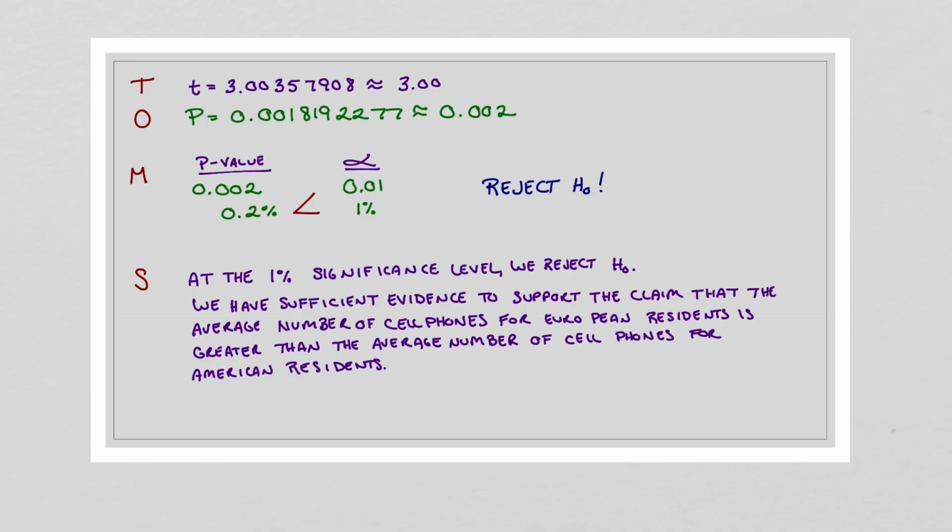Now comparing your p-value to your level of significance, or your alpha, we can see that the p-value is less than 1%, so therefore we will reject our null hypothesis. So this leads us to the following statement. At the 1% significance level, we reject the null. We have sufficient evidence to support the claim that the average number of cell phones for European residents is greater than the average number of cell phones for American residents.